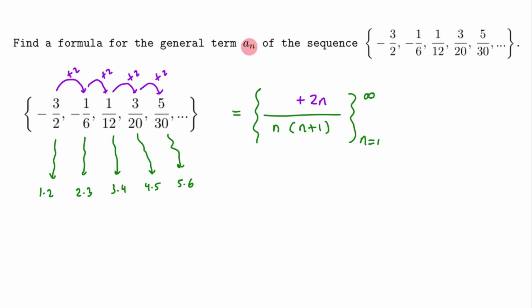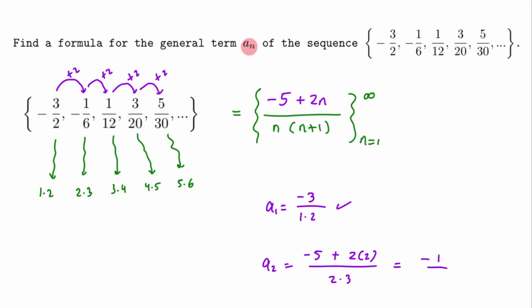So we're going to change that. I'm going to go ahead and put -5. Hopefully that will work. All right, if n is 1, on the numerator we have -3 over 1 times 2. Check, this works. That's our first term. For the second term, when n is 2, I have -5 plus 2 times 2, and the denominator is 2 times 3. So the denominator works, and the numerator also works. This is -1 over 6. Check. And if we continue, we'll see that it will work.